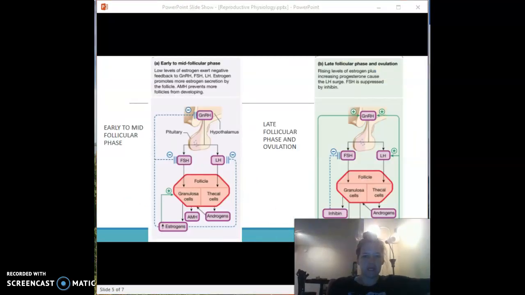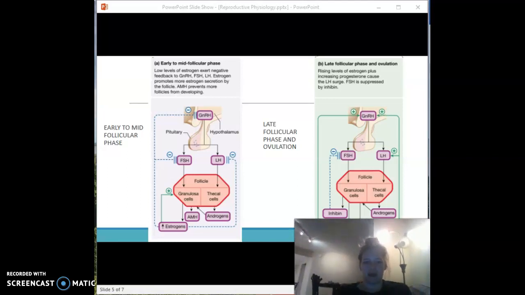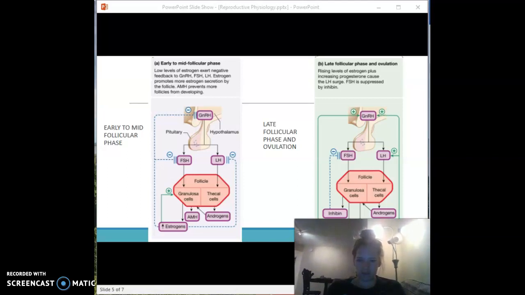Okay, so let's break this down to look at both the ovarian and the uterine cycles at the same time. So we'll start with the early to mid follicular phase. First, the menstrual cycle begins on day 1. They mark day 1 with the beginning of bleeding because it's a very obvious physical sign, and it can be marked very clearly. So just before the cycle starts, gonadotropin secretion from the anterior pituitary increases, and FSH causes the tertiary follicles in the ovary to mature.